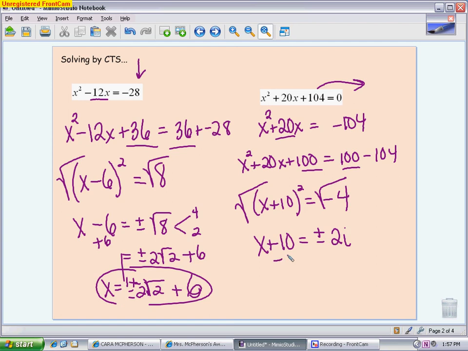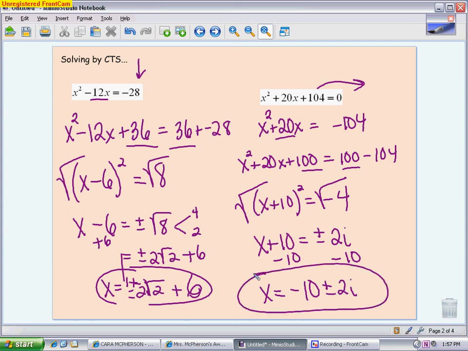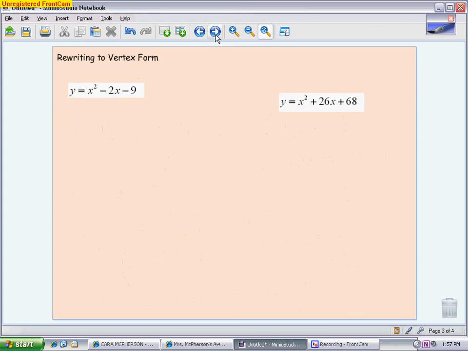My last step is to get x by itself, so I'm going to subtract 10. So I have x equals, and you can write it in either order. A lot of times you'll see the real piece come first. So I have negative 10 plus or minus 2i. You could also write plus or minus 2i minus 10, and that would be acceptable as well. So again, the idea is that we're completing the square to turn it into a binomial squared, allowing us to solve using square roots, and we get the plus or minus pieces on our answer.